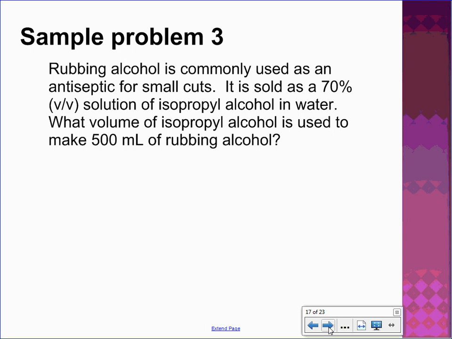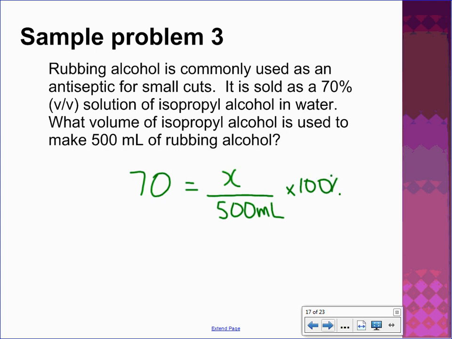So we're going to assume that we want a 70% solution. So we know we'll need that 70%. This is equal to the volume of isopropyl alcohol, which we need to solve for, divided by the volume of the solution that we want to make, which in this case is 500 milliliters. And this, of course, is multiplied by 100%.